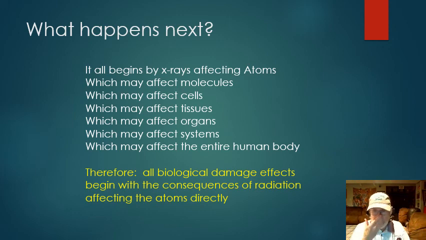So what we're trying to say here in this very short little discussion is that all biological damage that we have with X-ray begins with the consequences of radiation affecting the atom to start out with. By knocking that electron off its shell, like we talked about, creating an unstable atom, and as a result, now I have a positively charged atom, which is a free radical that causes other changes to occur, and next thing you know, one thing leads to the next.